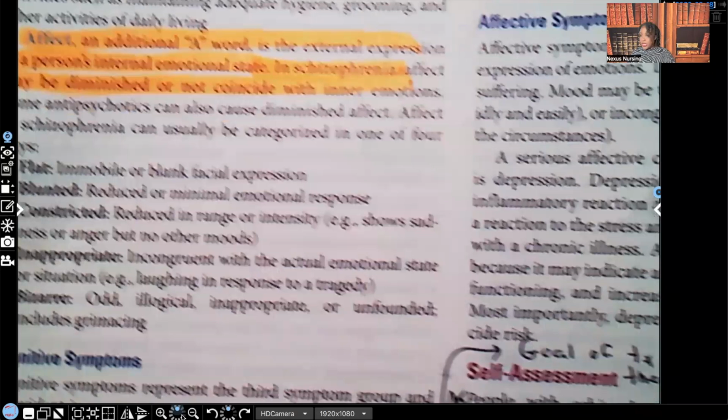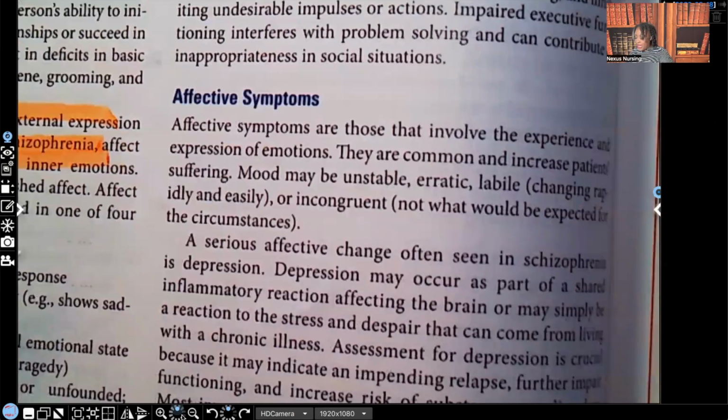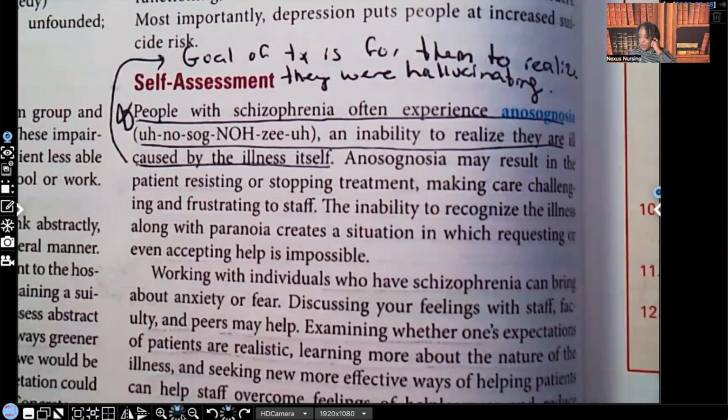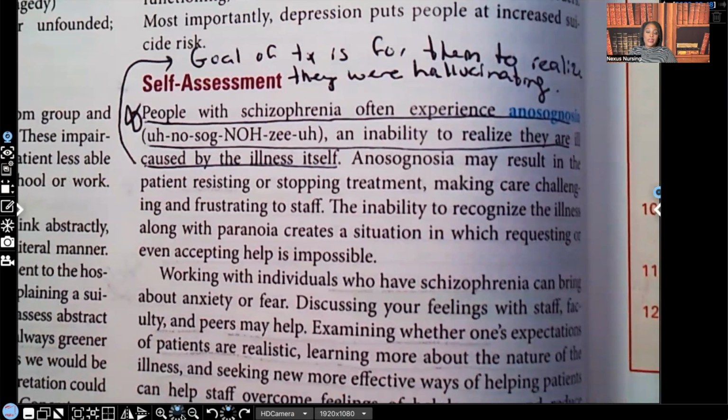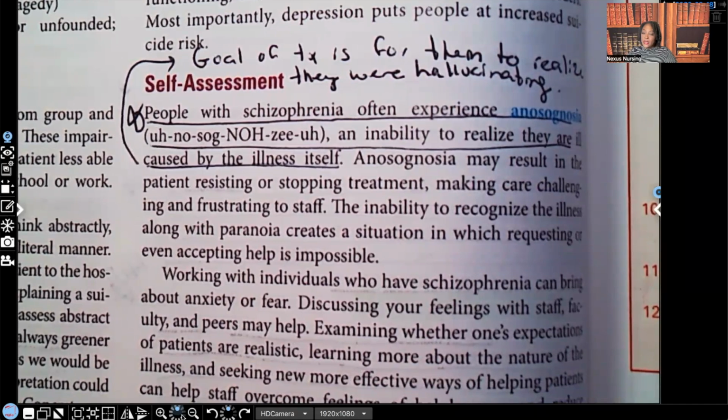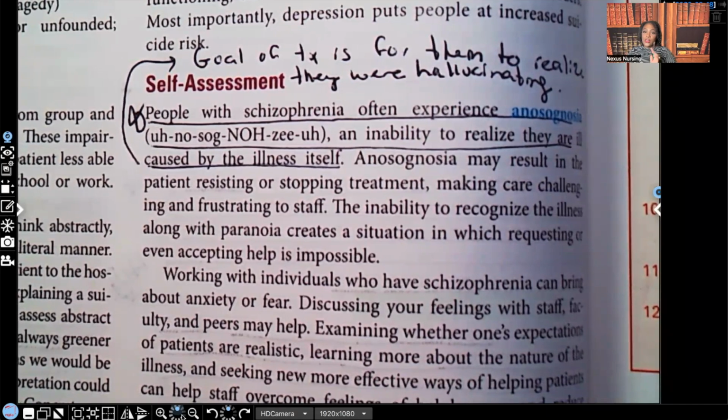Okay, guys, I'm going to stop here for part 1. In part 2, we're going to pick up here on self-assessment. So that's the end of part 1 for schizophrenia. Like I said, guys, schizophrenia is very heavy. It's very heavy. This is going to be a multi-part series, so go ahead, buckle up.